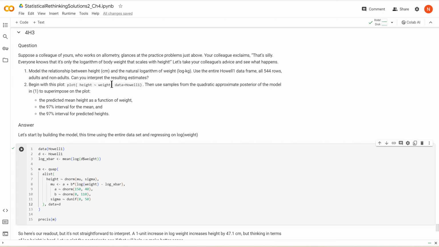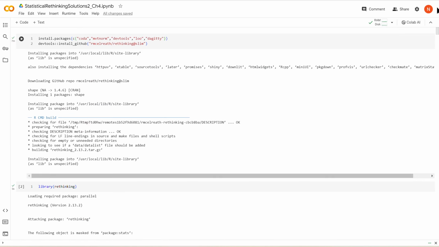Okay, question 4H3, Statistical Rethinking, second edition. So once again, make sure that you have installed and loaded the rethinking package with these two lines of code here.